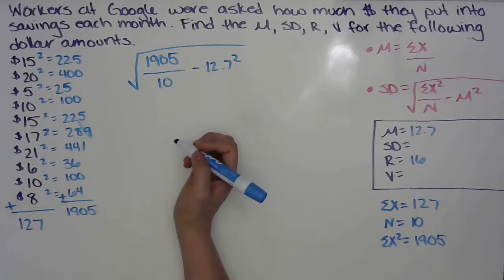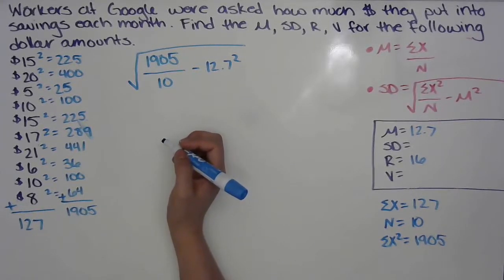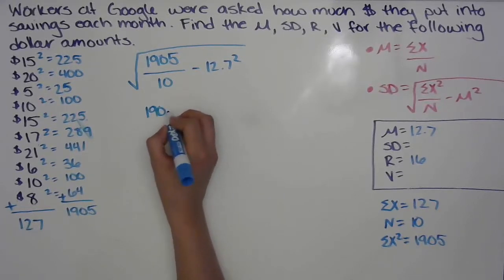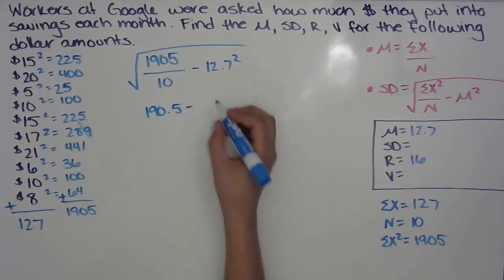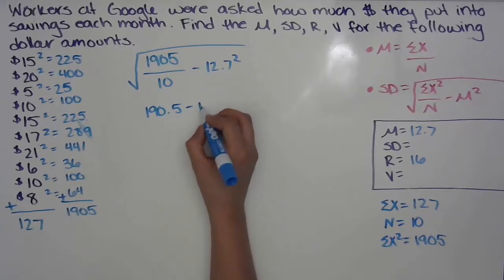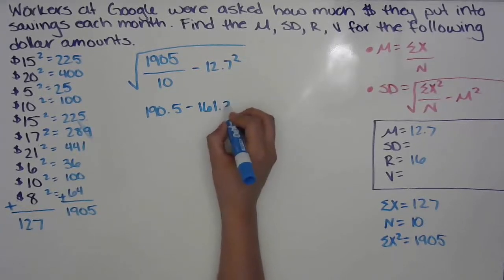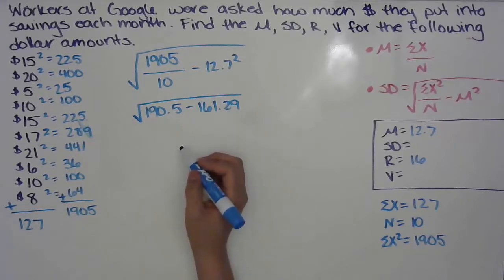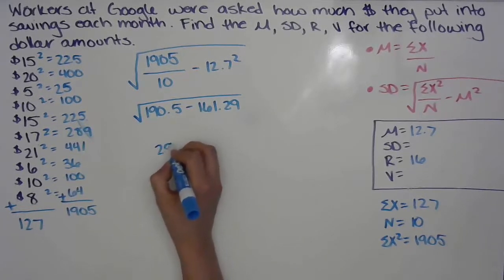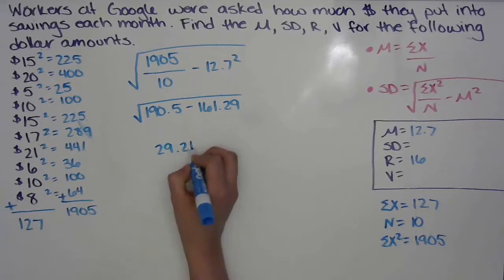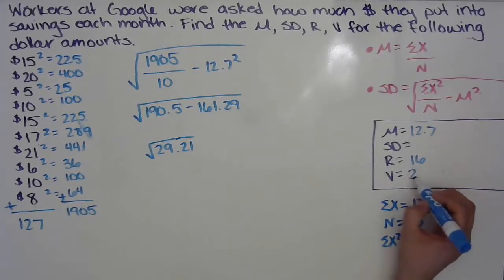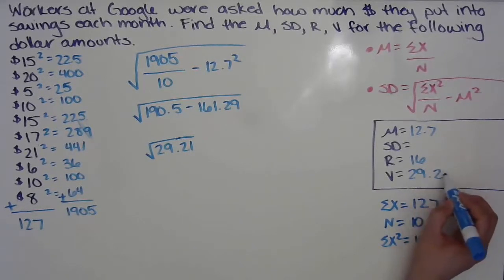Okay, so let's go ahead and divide 1905 by 10. That's going to give us 190.5. When we square 12.7, that gives us 161.29. And then when we subtract those from each other, we get 29.21. Now this value here, this is our variance. So go ahead and write that in here. We've got 29.21.